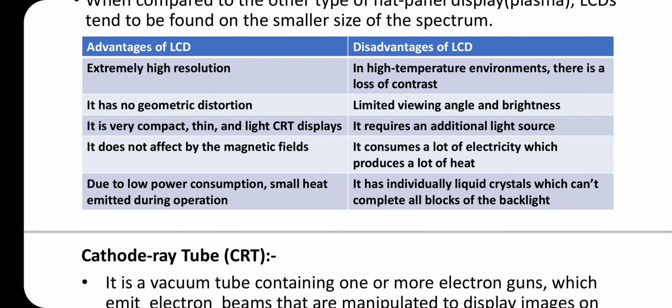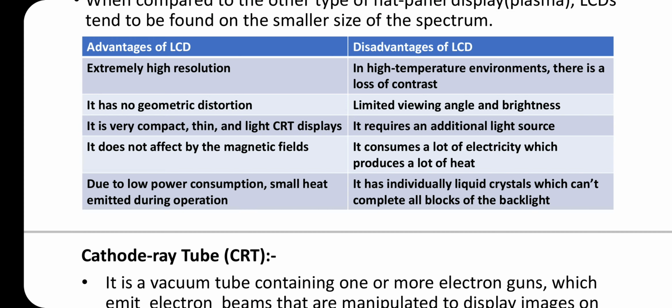Advantages and disadvantages of LCD. Advantages: extremely high resolution. It has no geometric distortion. It is very compact, thin and lighter than CRT displays. It is not affected by magnetic fields. Due to low power consumption, small heat is emitted during operation.